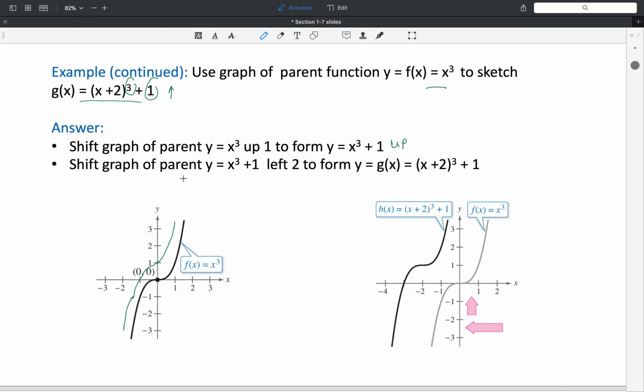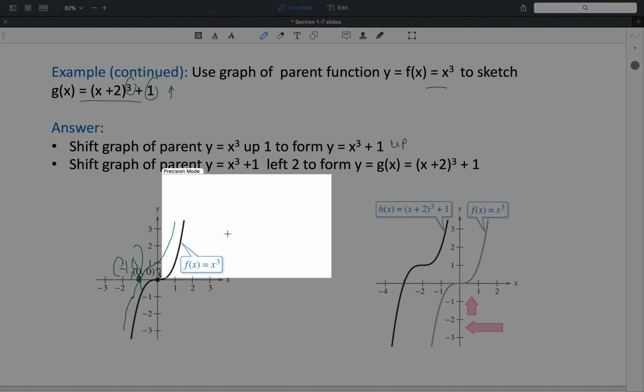Okay. Now notice, to move it up, what happens to the 0 is this point comes up here. So this point now is at 1. So again, my new 0 is going to be, it was 0, 0, and now it's 0, 1. So I've already shifted the 0 by 1. That's 0, 1 right there. 0, 0, of course, is just right here. So keep that in mind.